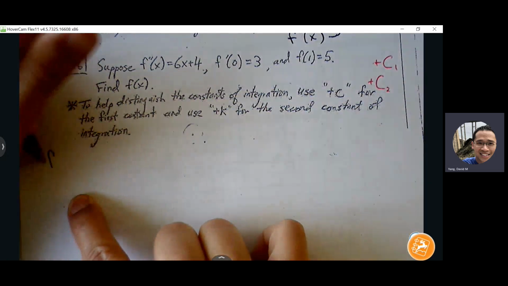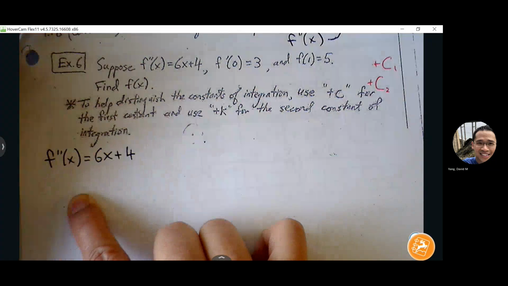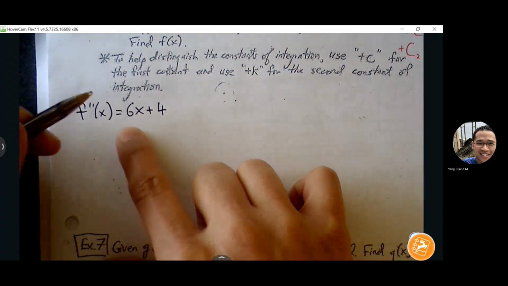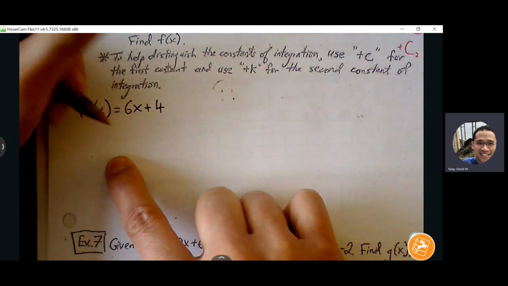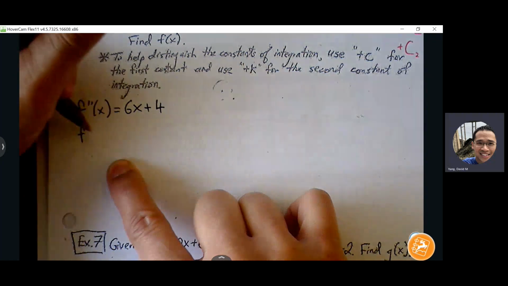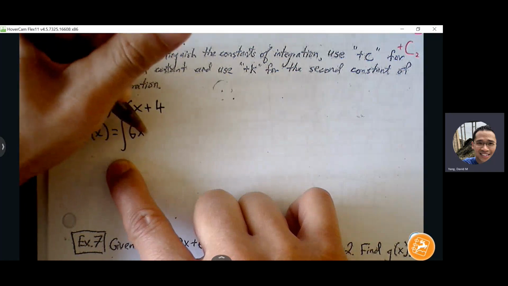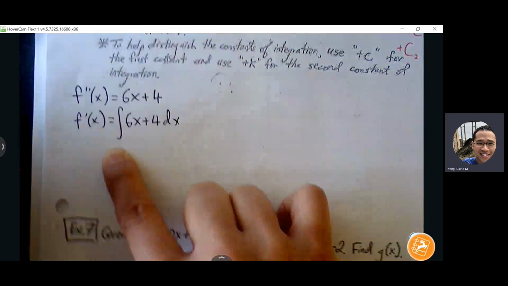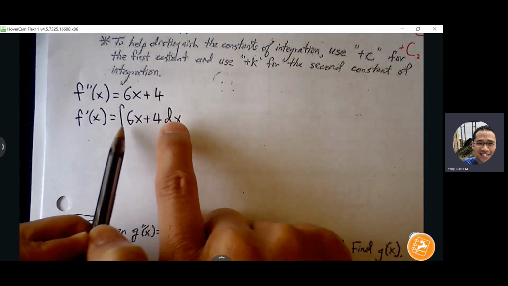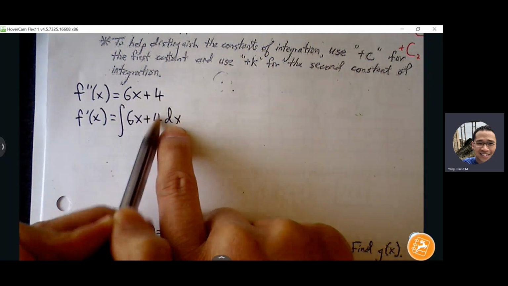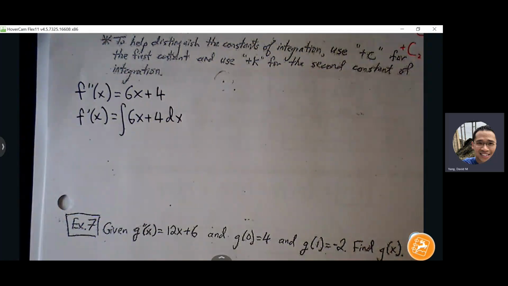Okay, so let's say we're starting off with f double prime. If I want to find the antiderivative of f double prime, it's going to make it rise up to what? Up to f prime, right? So f prime is going to be the antiderivative of 6x plus 4 dx. I haven't done the calculus yet, but I'm indicating what I want to do. If I take the antiderivative of this expression, it's going to turn into the f prime function. Does that make sense?